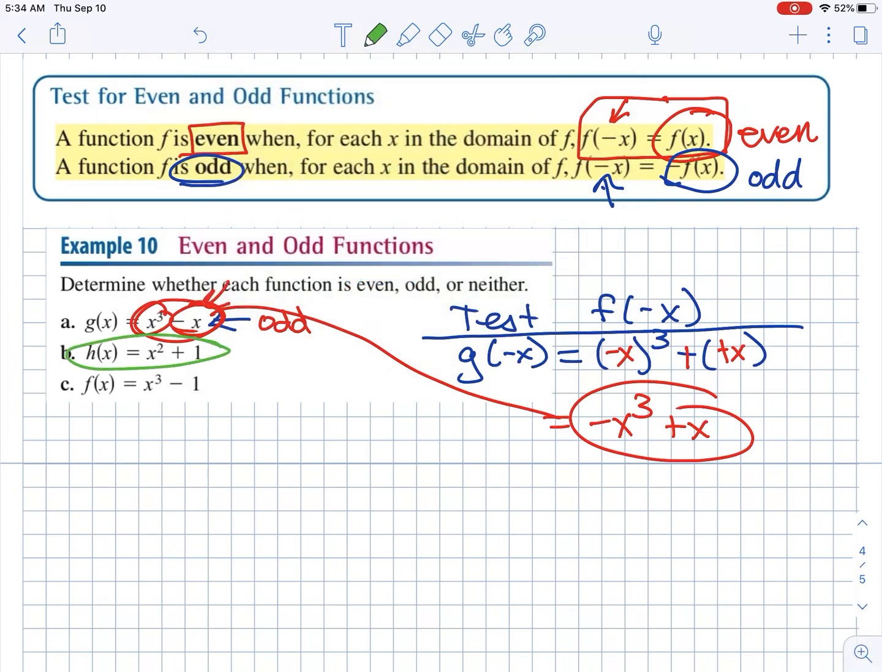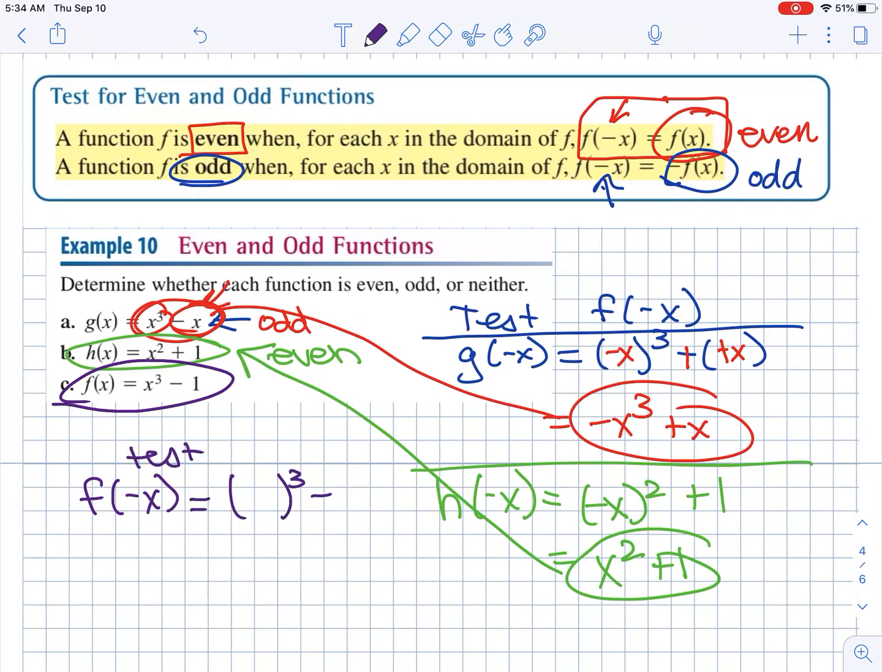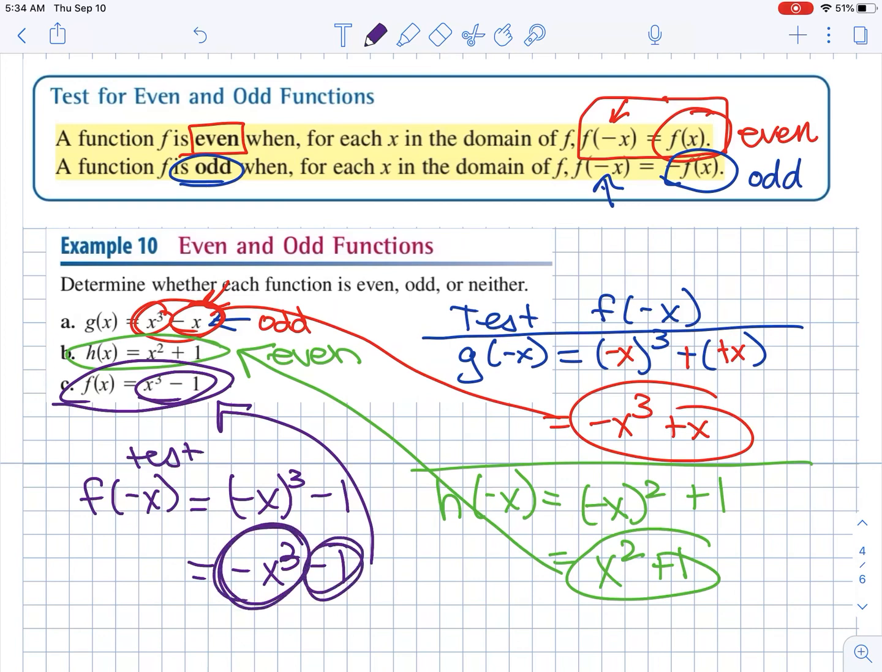Next one, let's look at this one. Let's use our test. Instead of h of x, we're going to test h of negative x. So we're going to go parentheses squared plus 1. We're inserting that negative x and seeing what happens. We get back positive x squared plus 1. Let's compare this. And it's exactly the same. So we know that's an even function. And lastly, let's test f of negative x. So we're going to plug negative x into the original function. We get negative x squared, x cubed minus 1. And if we compare the two, this part's opposite, but this is not. So this is a neither.